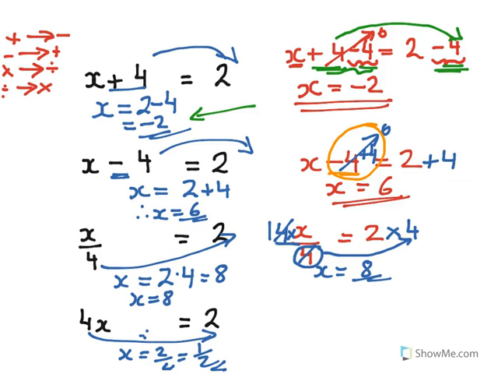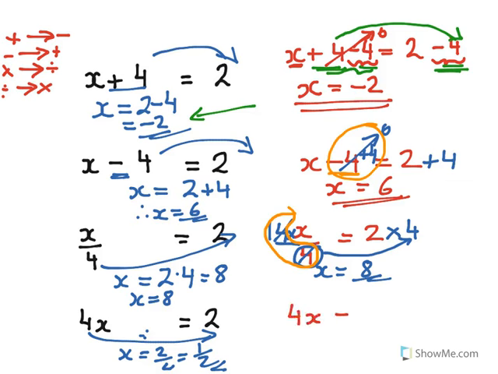So we sort of skip this step again of multiplying through by 4 on the left-hand side. We just remember that when we change sides of the equal sign with a divide, it turns into a multiply on the other side. What about then 4x equals 2?